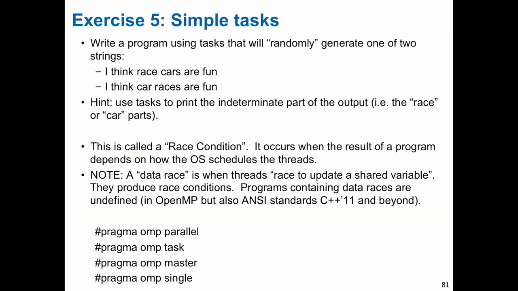Basically, I want you to use tasks to print the indeterminate part of the output. So the race and the car, right? You're going to print the "I think" part with a print statement, and then you're going to print the race and the car parts in a task. Then I'll print the "s" and the "are fun" in a separate statement. So that when you run this tasking program, sometimes I get "I think car races are fun," and sometimes "I think race cars are fun." This is just to make sure you know how to spell task. Go for it. This should be really, really quick.